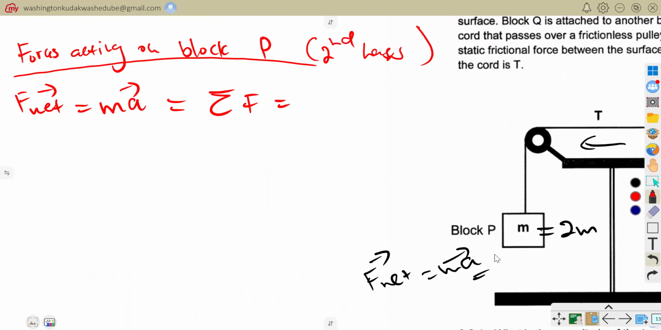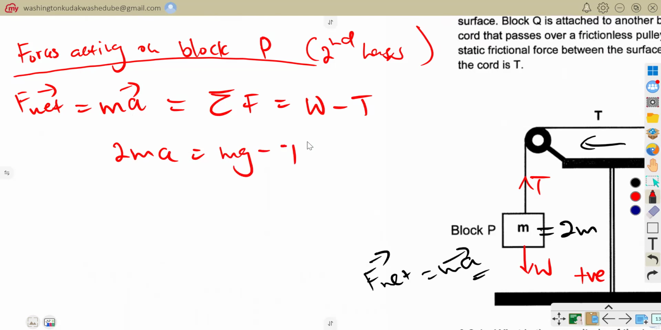Now, the vector forces acting on block P, we have tension, and then we also have our weight. And going down is our positive. Therefore, we would have weight minus tension being equal to ma. And what is the mass? We have 2ma, which is equal to mg minus our tension. Now, we have already determined this m, because there was a time where we said 15 was equal to m times 9.8. That gave us m being equal to 15 over 9.8.